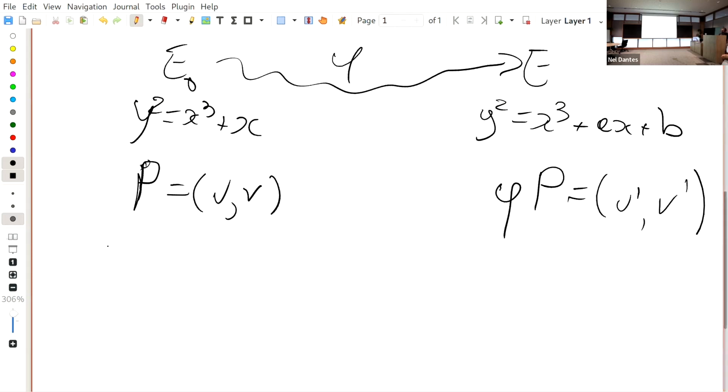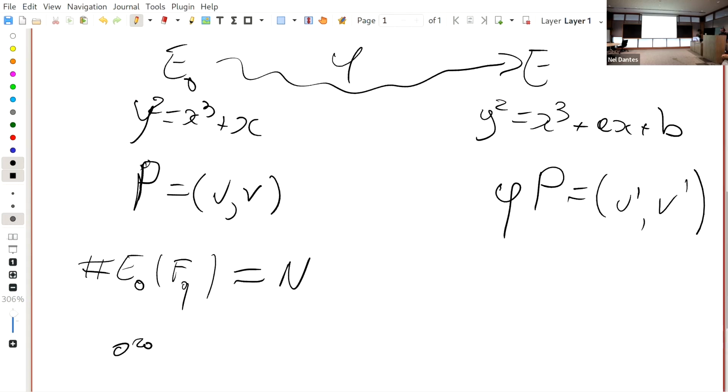And so usually what happens is that you will look at points. Your first starting question should be, what's the order of E0 over F_p? Let's call this Q, because it's not necessarily going to be a prime. So let's call N the order of this elliptic curve. Then maybe I have some points P of order dividing N.